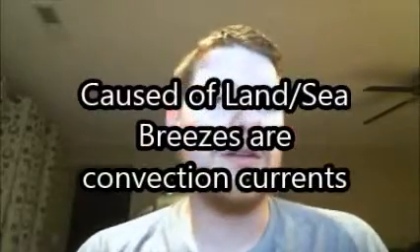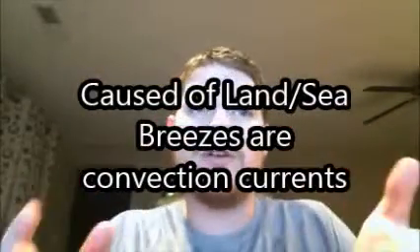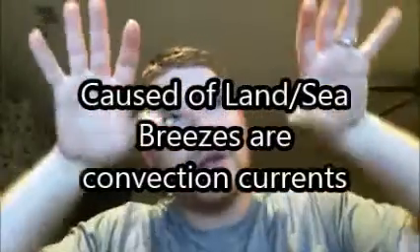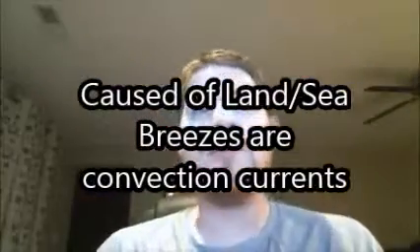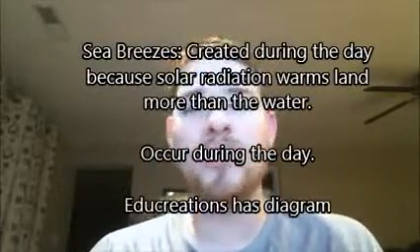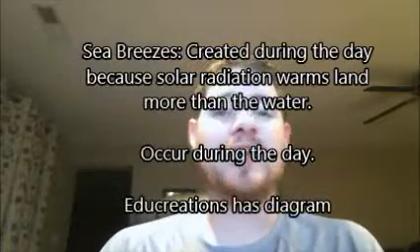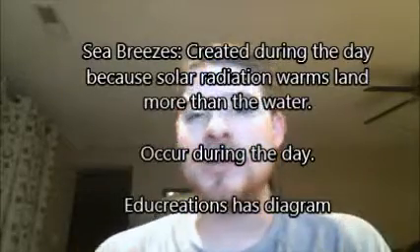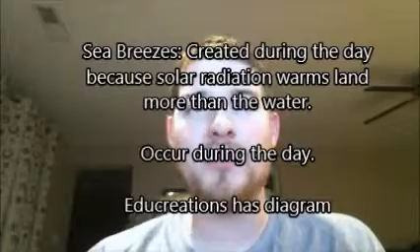Our fifth and final objective that we're going to look at is land and sea breezes. That you can experience is caused by our convection currents. Remember, our convection currents are the things that let warm air rise and cool air sink. Sea breezes is what happens during the daytime. They're created because the solar radiation warms the land more than the water. So to see a diagram of how this happens, go check out the Educreation videos that I have posted.